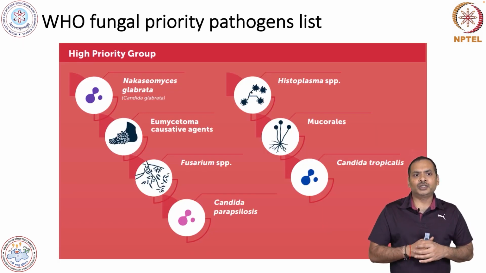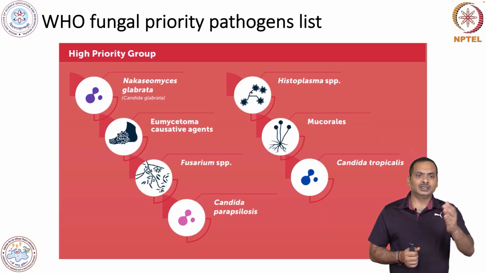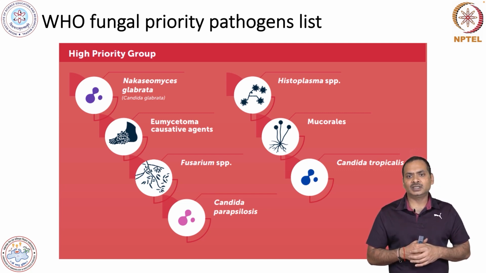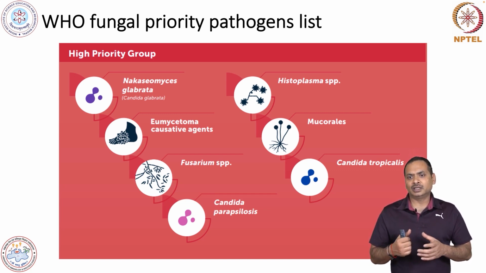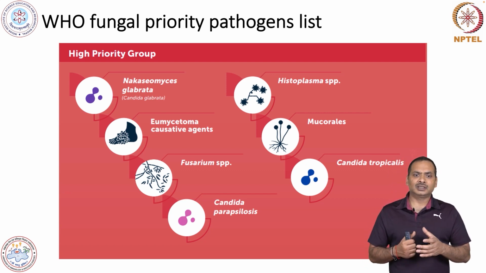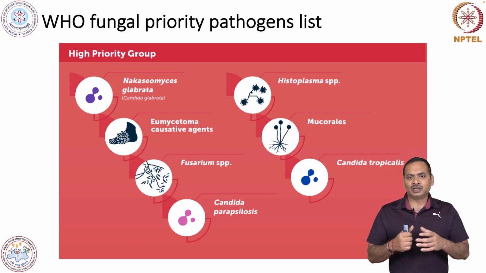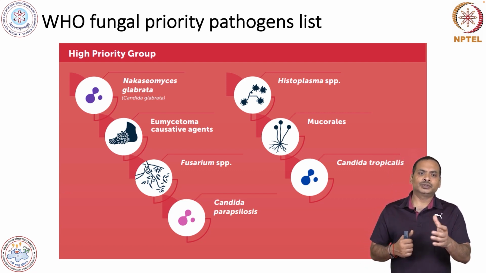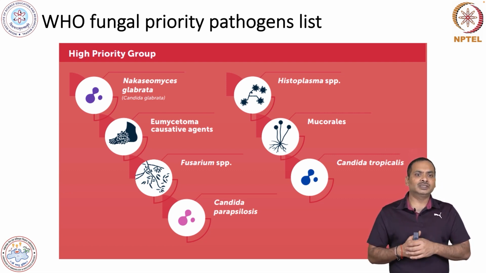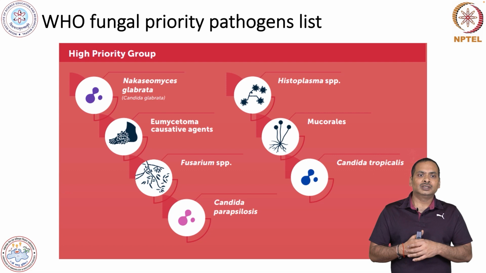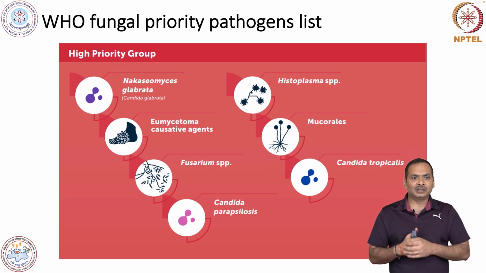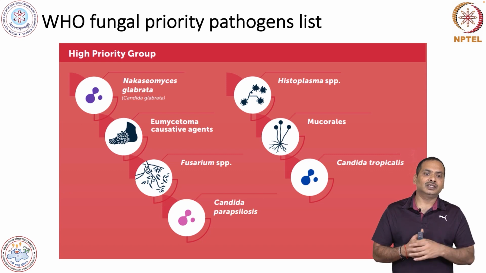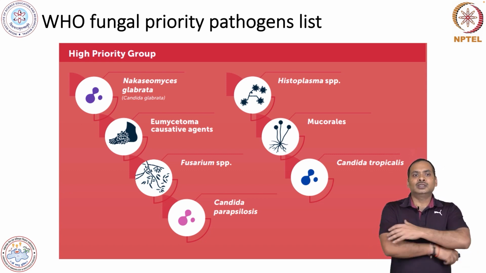This is the high priority group. These fungi, as you can see, include Histoplasma, Mucorales, Candida tropicalis, Candida parapsilosis, Fusarium species, Eumycetoma causative agents, and Nakaseomyces glabratus, which is a kind of Candida species.